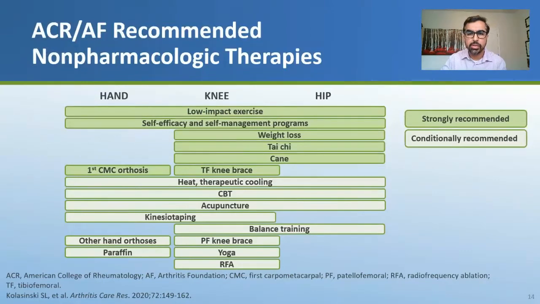For the hand, there's a strong recommendation for carpometacarpal orthosis and a tibiofemoral knee brace for the knee. And there's a conditional recommendation for heat, therapeutic cooling, CBT, acupuncture for all three, hand, knee, and hip, kinesiotaping for the hand and knee, balance training for the knee and hip, other hand orthosis, which doesn't include the first CMC, and patellofemoral knee brace have conditional recommendations, paraffin wax for the hands, yoga, and radiofrequency ablation for the knee.